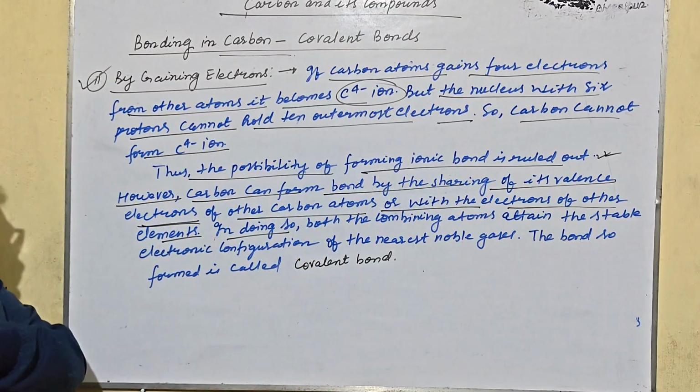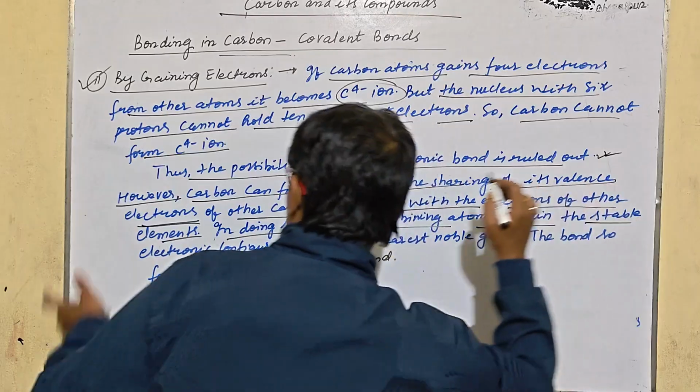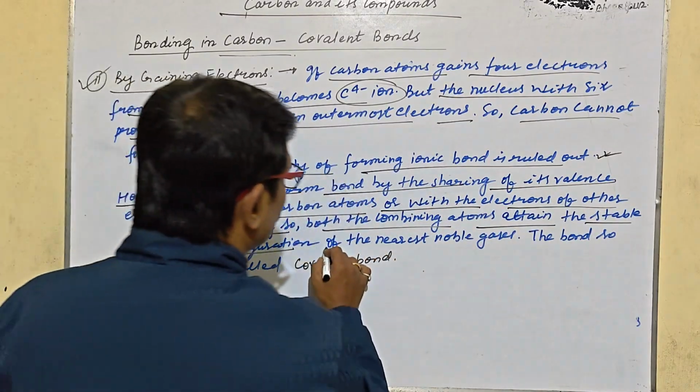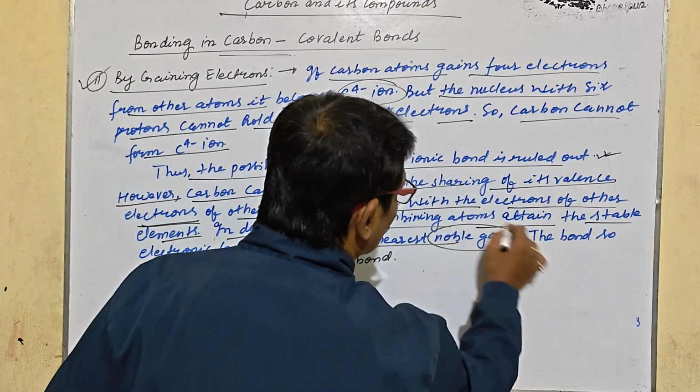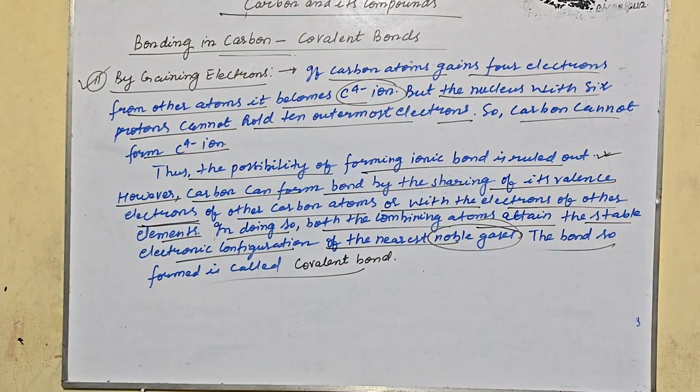In doing so, both the combining atoms attain the stable electronic configuration of the nearest noble gases, and the bond so formed is the covalent bond. So this is all about the bonding in carbon, the covalent bond.